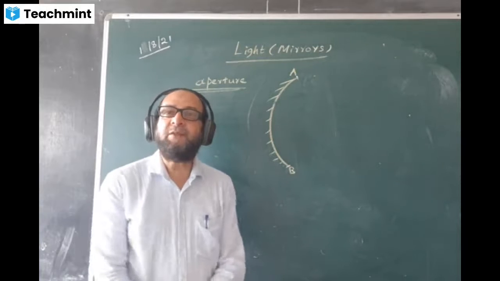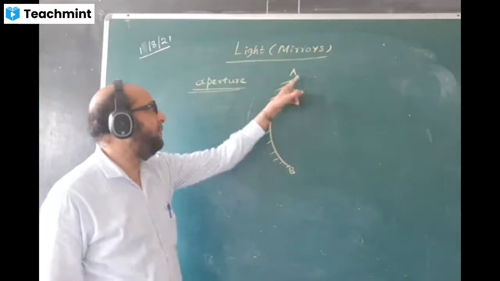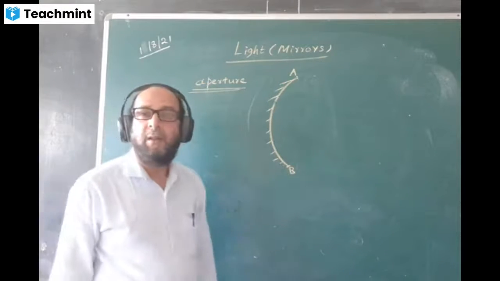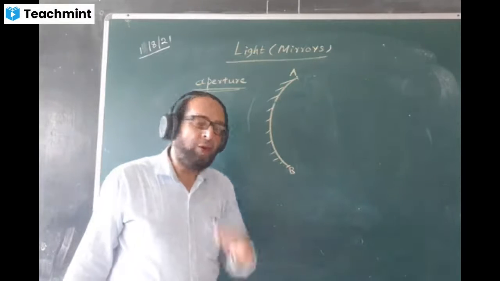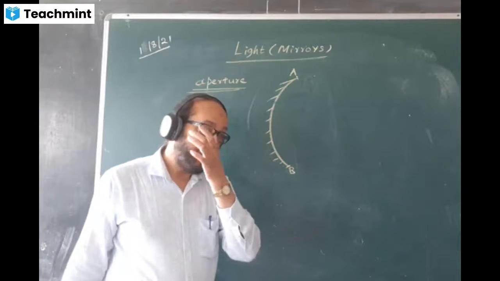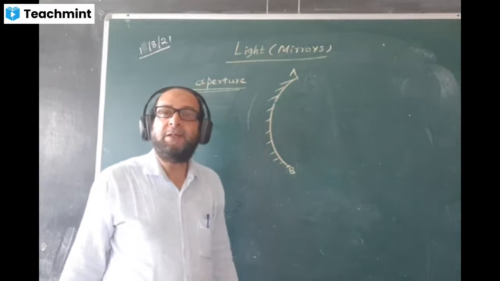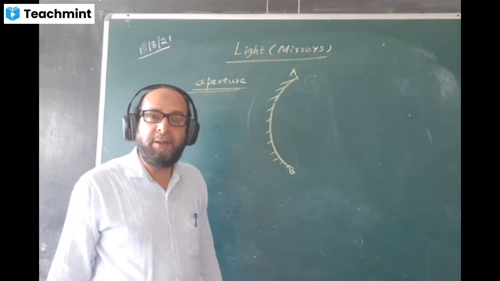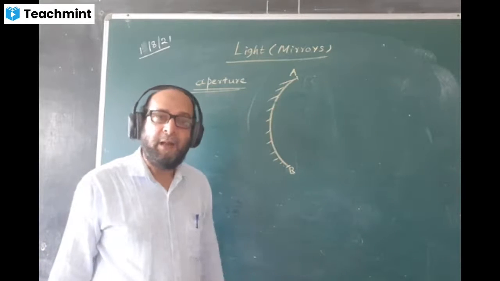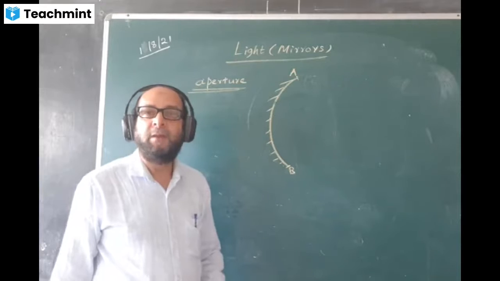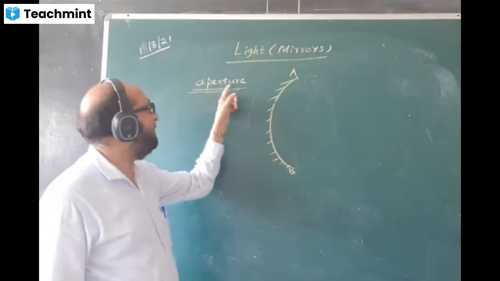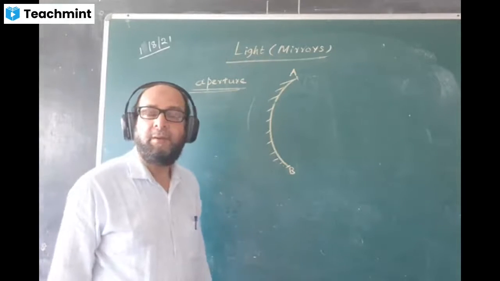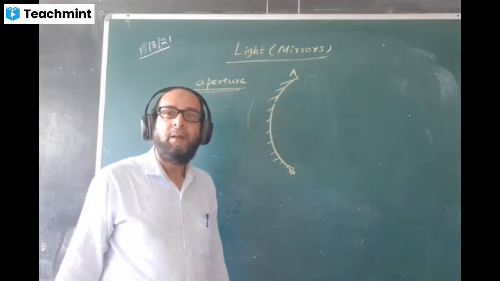What is the full size of the mirror? The full size of the mirror is AB, from A to B like this. What is it called? Tell me. What is it called, boys? Yes, sir. The portion of the mirror which receives light: aperture. A-P-E-R-T-U-R-E. Aperture. Have you understood?